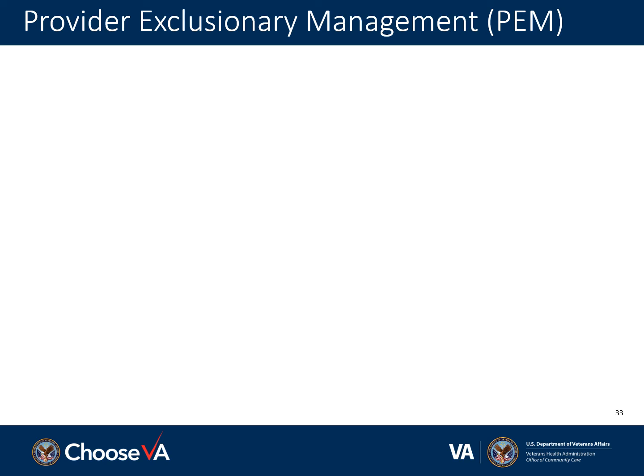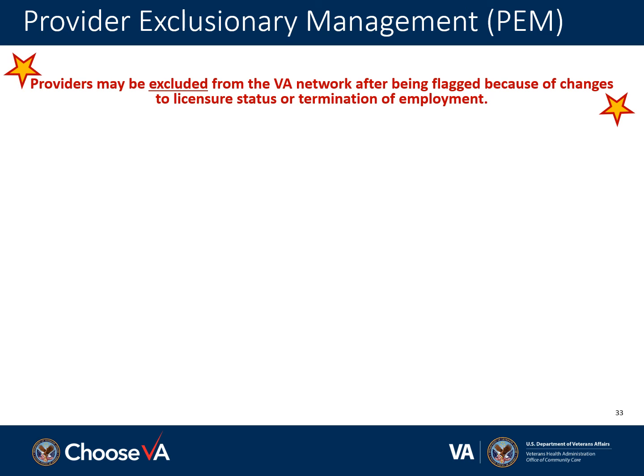Now it's time for us to review a little bit of information which you don't necessarily need to perform your daily duties as an advanced MSA, but a lot of people may find that this is information that is useful to know is a possibility or going on in the background. So the subject of today's little nugget is provider exclusionary management, or the PIM process. The gist of it is that providers can be excluded from our network if they're flagged because there is a change in their license or if they are terminated from employment.